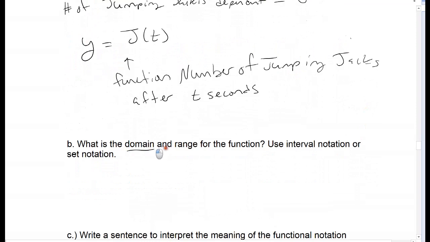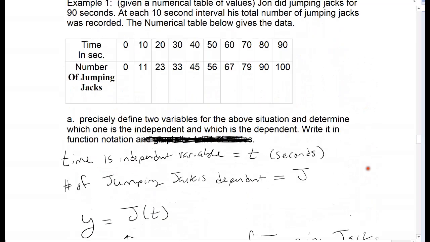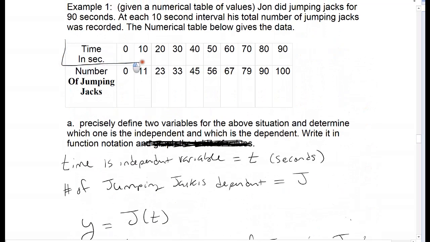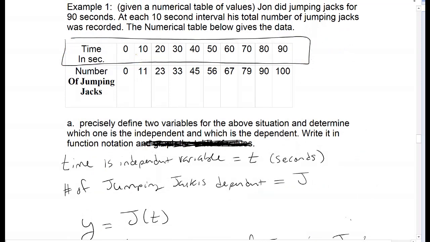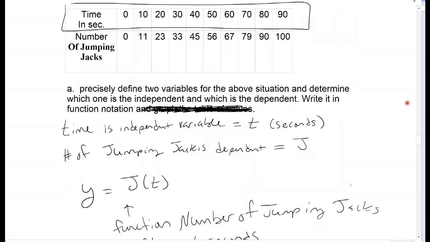The next question is domain and range. The domain goes with the time, the range goes with the jumping jacks. So what is my time? I can only use the time I'm given. Now, they took the time every 10 seconds, but there are time intervals in between. At 5 seconds, he might have completed 6 jumping jacks. And so the time interval is the time given, 0 to 90 and everything in between.